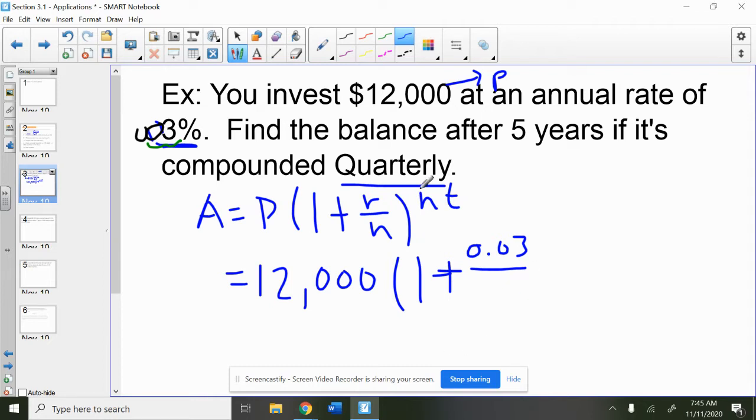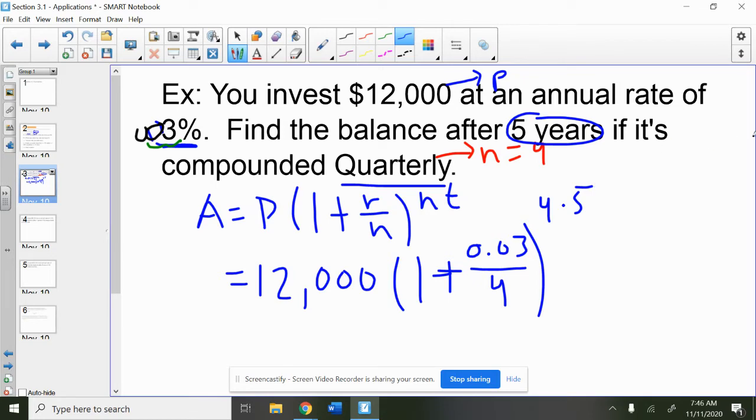And that's quarterly. So quarterly here, that means your n is going to be 4 for the 4 quarters in a year. And then up top, you have an n again, which is 4, and then times your t, there's your 5. So the first thing I would do is start locating stuff. You can even write out everything you find. P equals 12,000. R equals 0.03. T is 5. Compounded quarterly tells you n equals 4. Do that first and then go from there.